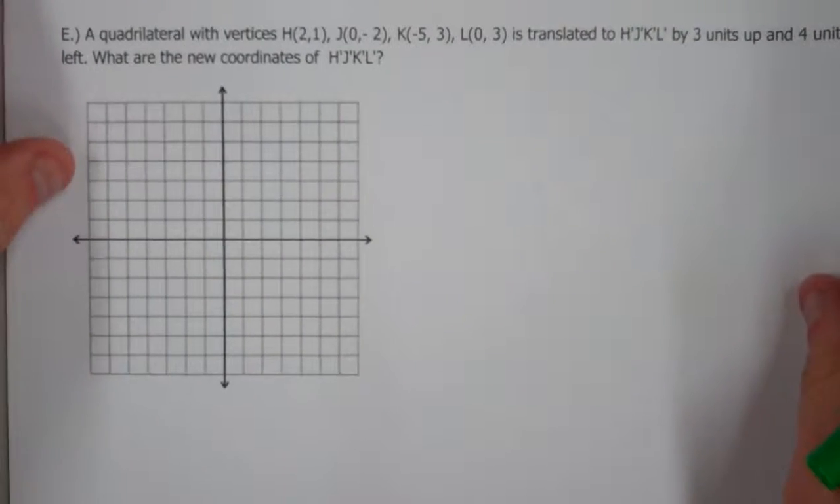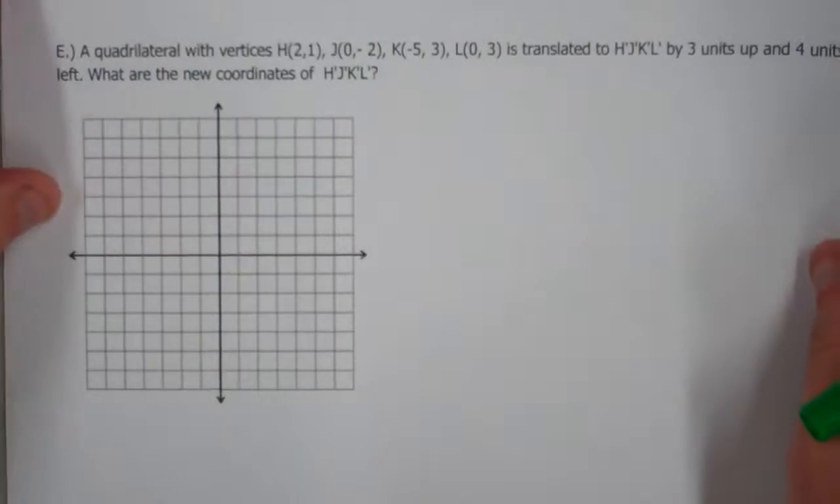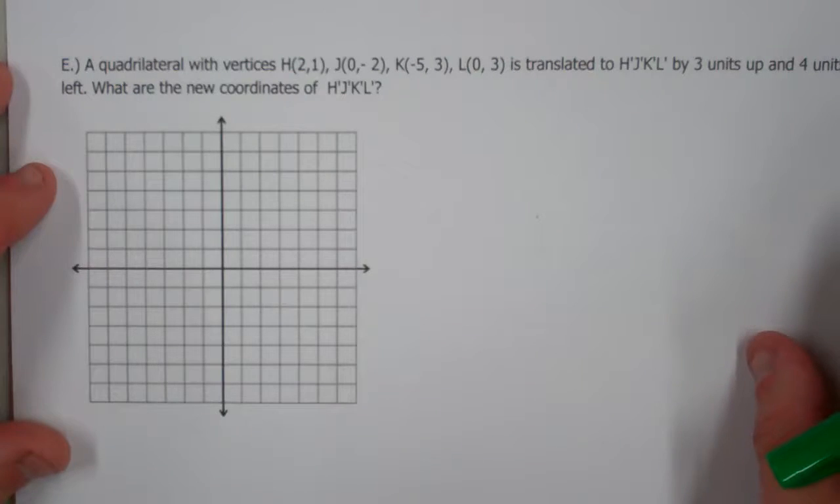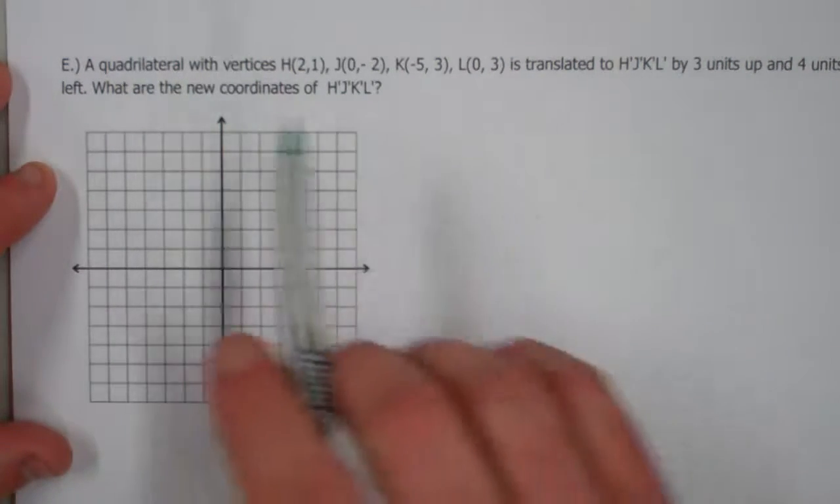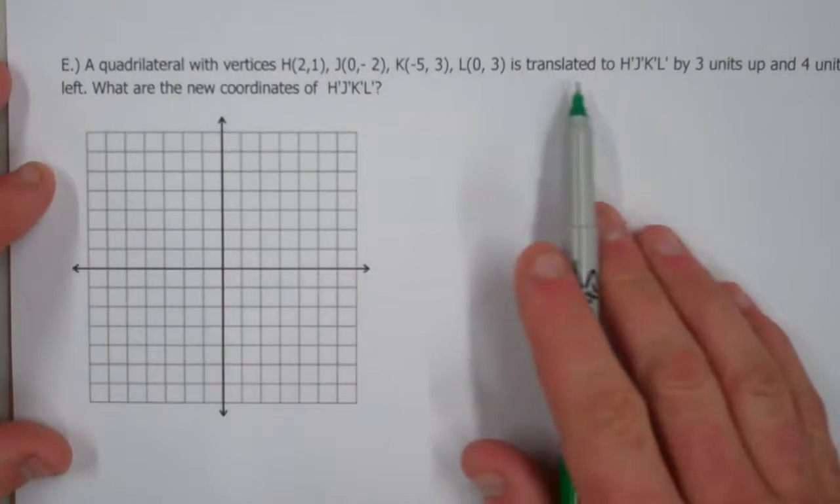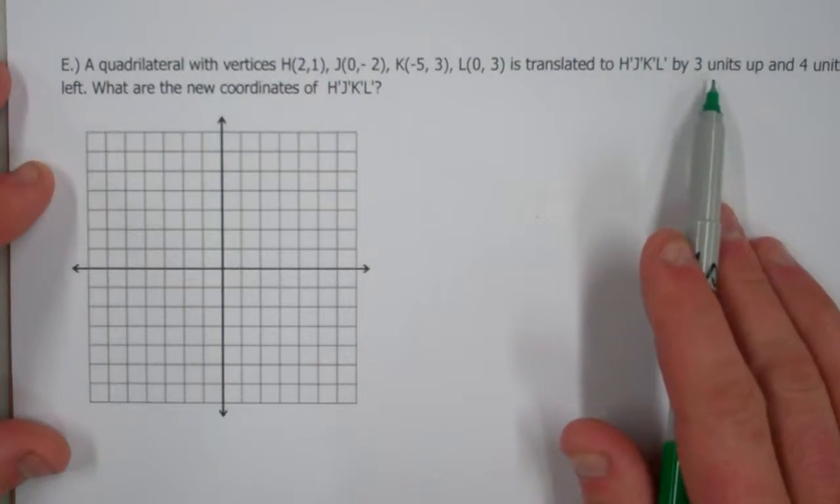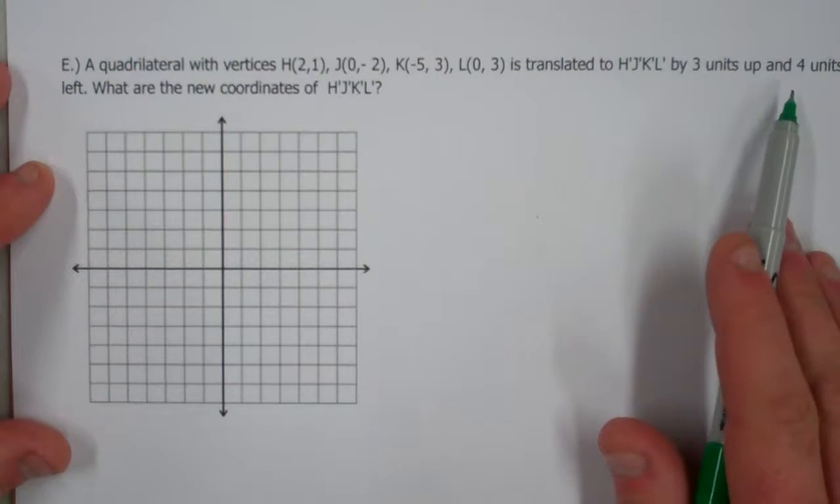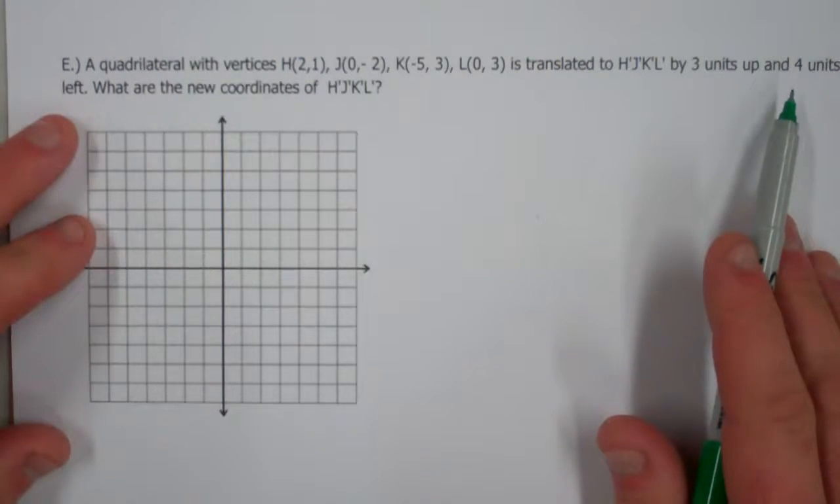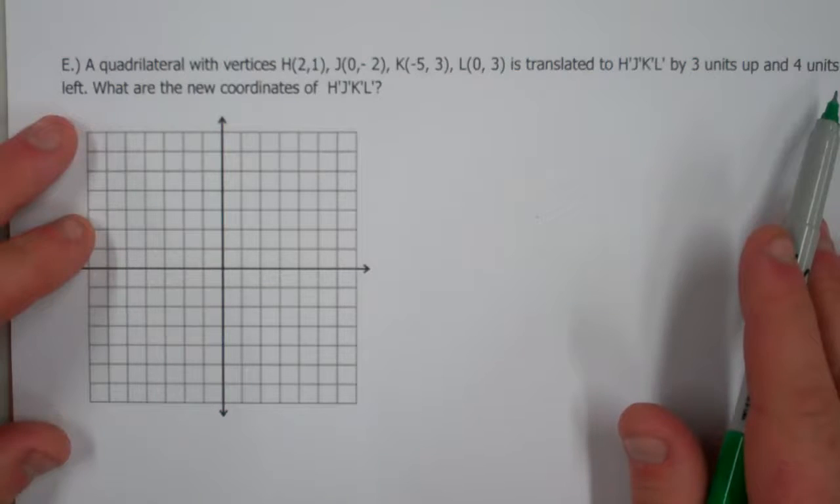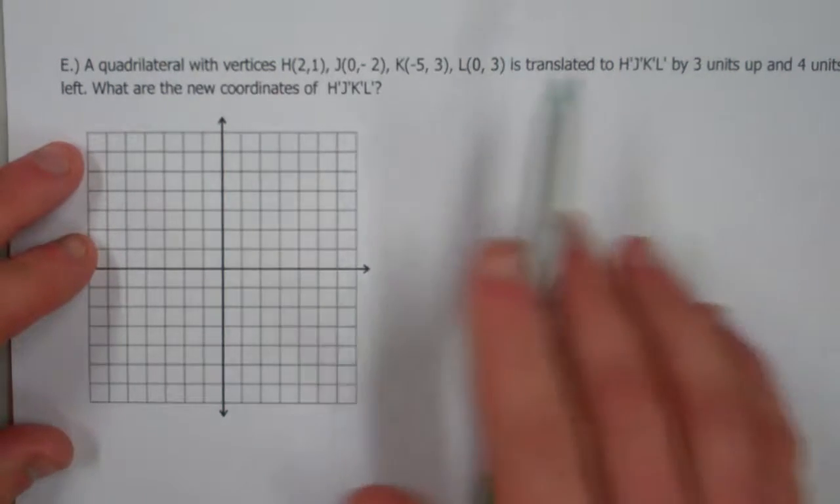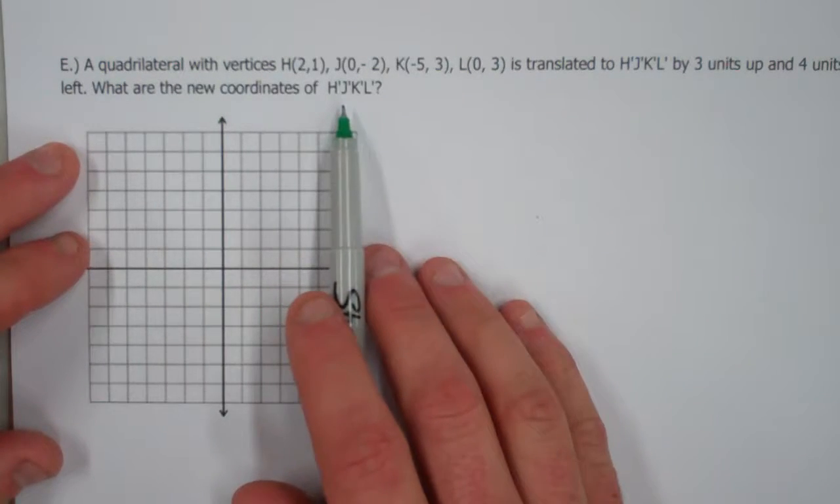This one says E, but probably should be D. Anywho, if we look at this one, it's kind of long, and I think the right hand side of this is going to be off your screen just a little bit, so I'll move it. A quadrilateral with these vertices is translated to these new coordinates, 3 units up and 4 units to the left. I think you can see that there. You might not be able to see this end part, but maybe barely. And then it says, what are the new coordinates of that new quadrilateral?